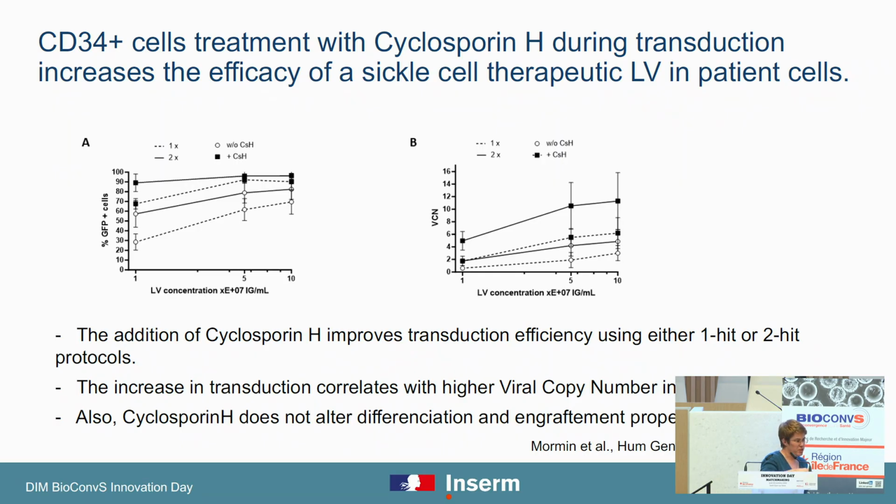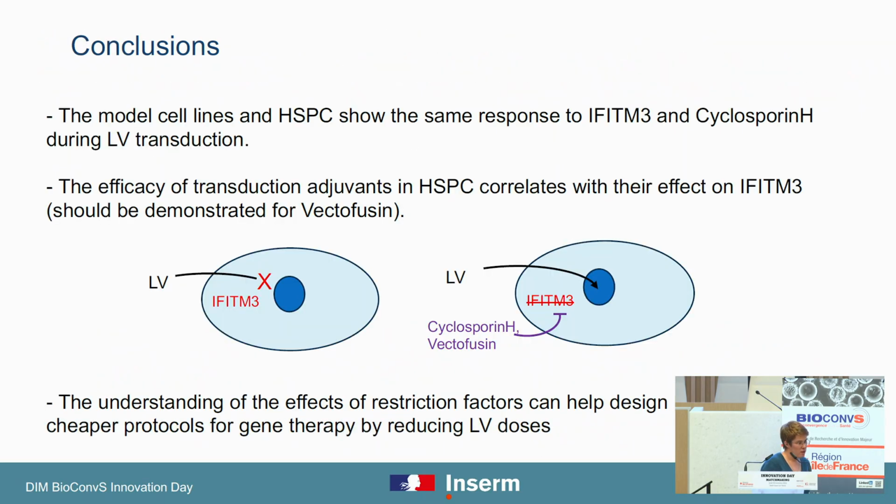And we also showed, but it's not disclosed here, that it doesn't affect the differentiation and the engraftment properties of HSPCs. So, conclusion: the model cell line we have defined on the primary cell HSPC shows more or less the same response to IFITM3 and cyclosporine H during lentiviral transduction. We can have a model in which in HSPC we have IFITM3 expressed, which blocks lentiviral vector. When we add adjuvant, whether cyclosporine H or vectofusin, we can block or limit the amount of IFITM3 and allow lentiviral vector to transduce more efficiently.